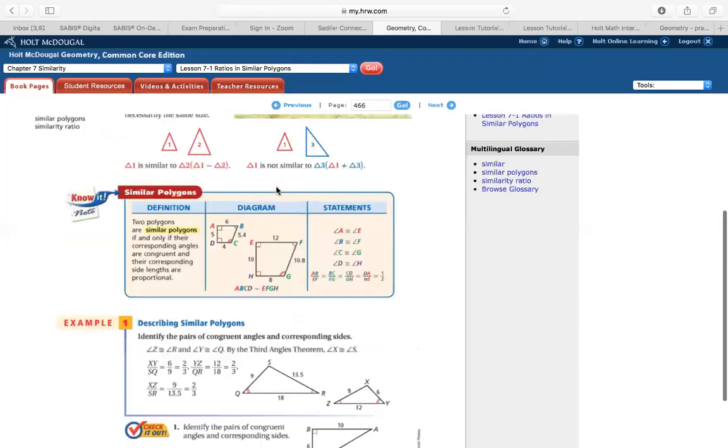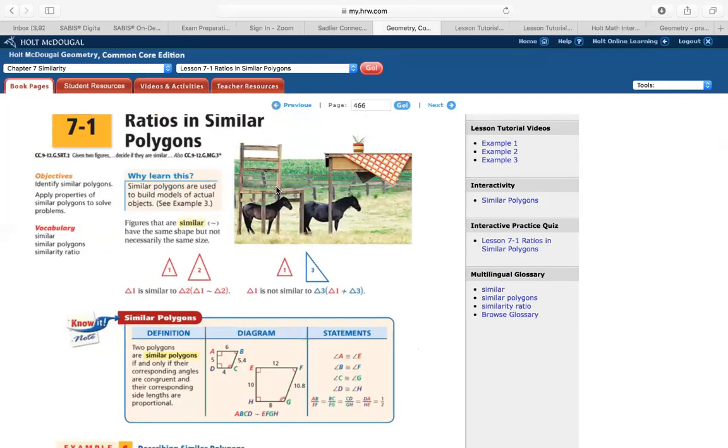Okay, so we're going to start a new lesson in geometry. The lesson is called Ratios in Similar Polygons. Let's first review the meaning of polygons.